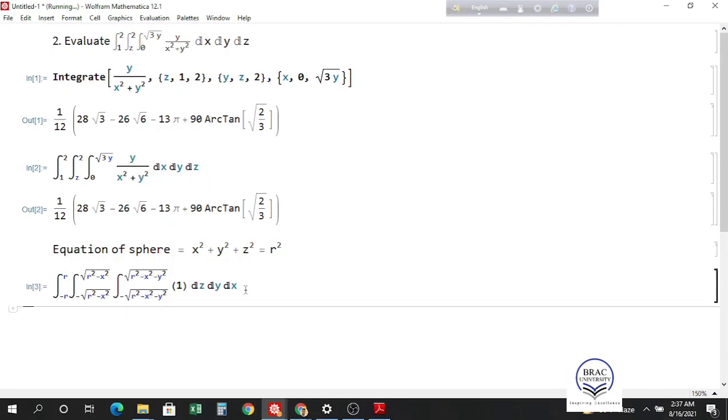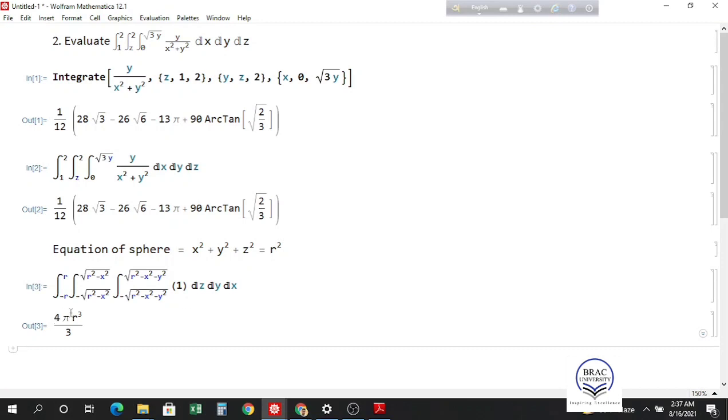So let's press shift enter now. The volume of the sphere is 4/3 pi r cubed.